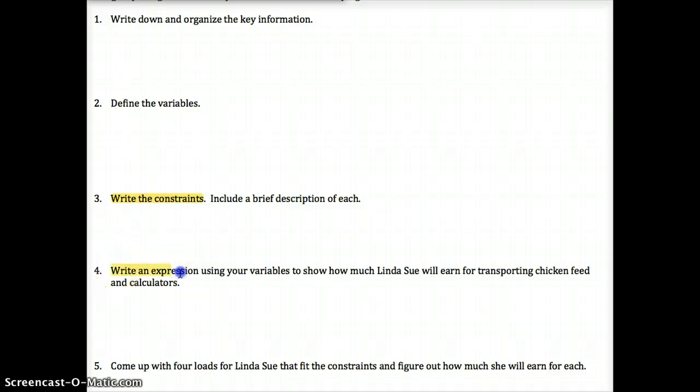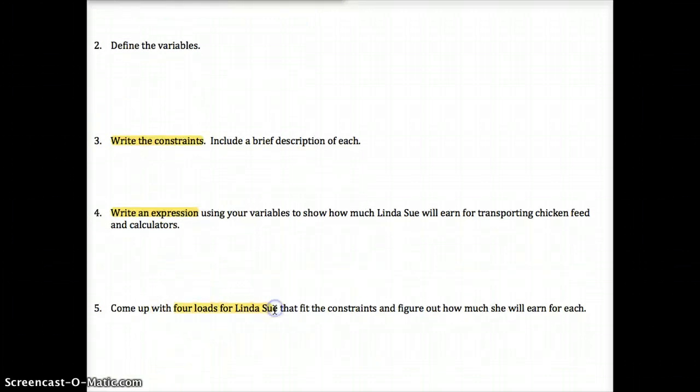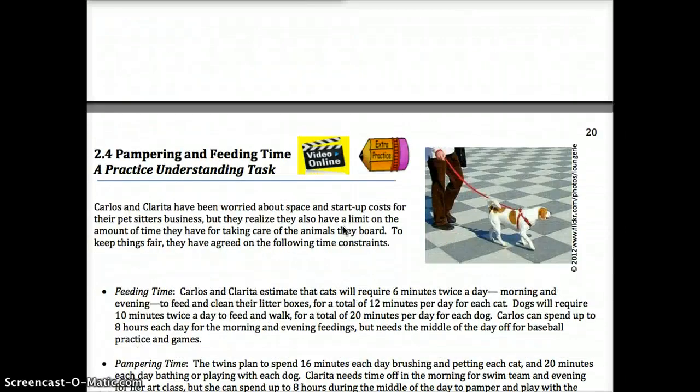And then an expression written for number 4, and then there should be 4 different combinations that fit 4 different ways that Linda Sue could pack up those calculators and chicken feed. So you should list how much chicken feed and how many calculators, and there should be 4 different ways she could have packed her plane. Okay, so that's that task. And again, you can get a maximum of 2 points on this warm-up. I'm going to move on to the task, so if you need to pause as we flip to that, that's fine. I'm going to continue.